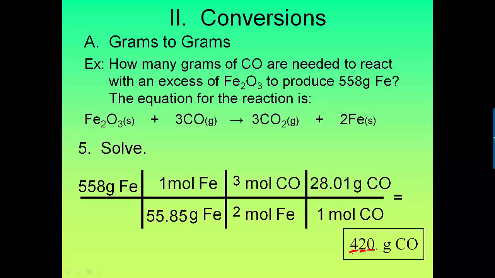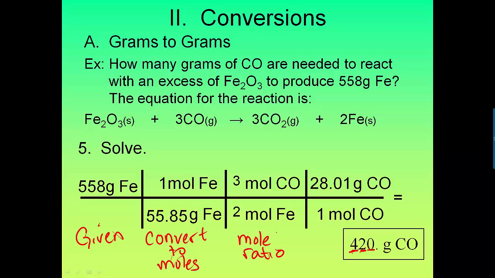So let me do a quick 30-second review. The first thing we write down is our given. Our given happened to be in grams, so the second thing we do is convert to moles. After that, we go into the mole ratio. Remember, in the mole ratio whatever we want goes on the top, whatever we have goes on the bottom, and that comes from the coefficients in the balanced chemical equation. And then the last thing we do is convert back to grams.